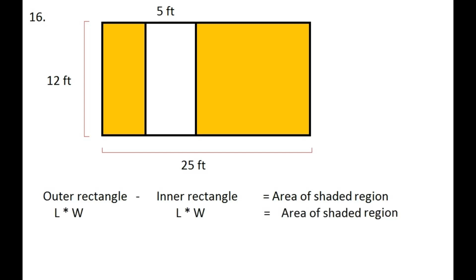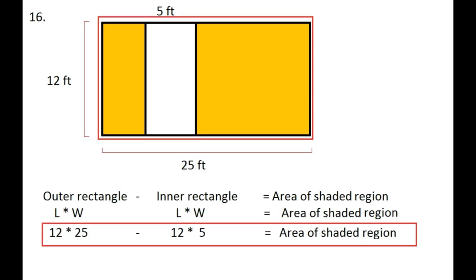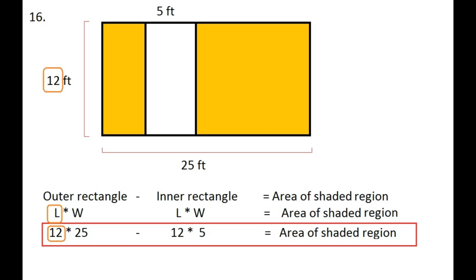So we have our formulas here. No need to look in the toolbox. We use this one all the time. Length times width minus length times width equals the area of the shaded region. So 12 times 25, see that great big red outline outside that big rectangle? That's where I'm getting 12 and 25. I'm just calling that one length, and that one width. And here's my inner rectangle. Here's my length, 12 feet, and width, 5 feet, equals the area of my shaded region.